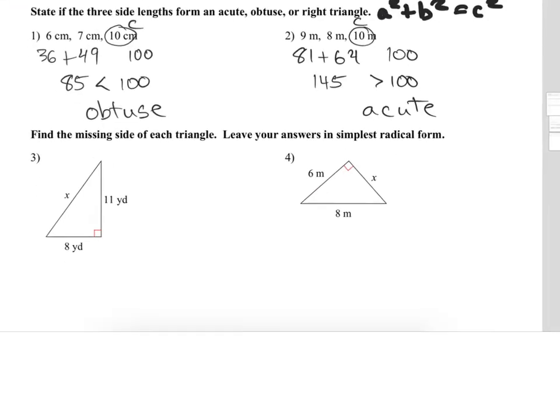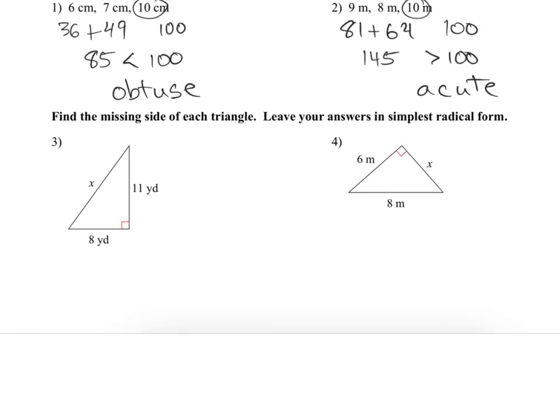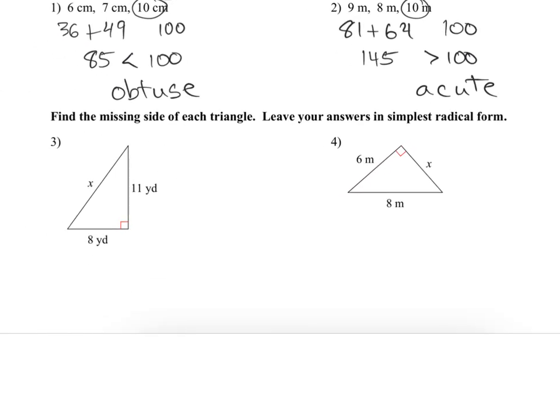All right, so now we're going to go on to number 3 and 4 here. Find the missing side length. So again, you need to know a squared plus b squared equals c squared. You can't use your trig functions because you don't know your angles. Okay, so now the other part of this that you need to remember is it wants simplest radical form.